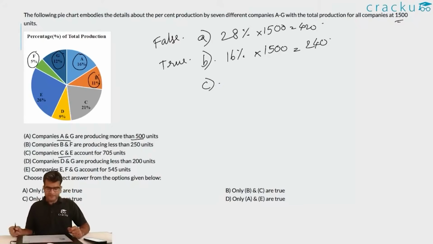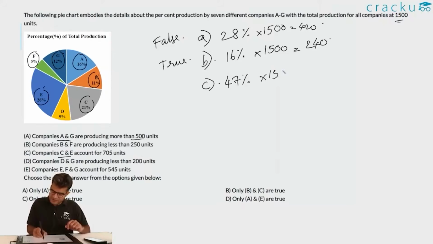Companies C and D account for 705 units. C has 21%. E has 26%. So both of them together will be 47%. 47% of 1500, how much is it? That will be equal to 47 into 15, which is equal to 705.